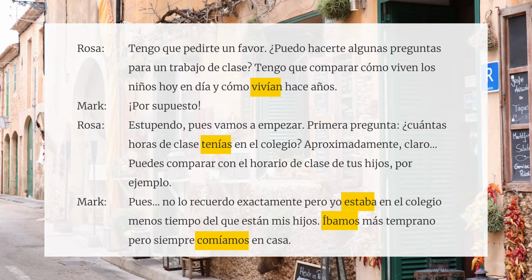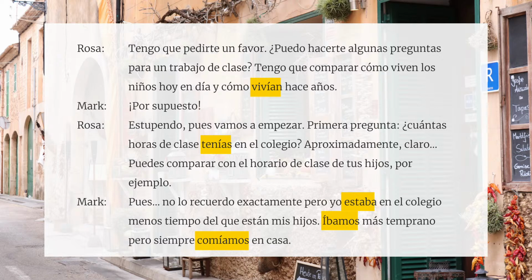And I say, pues no lo recuerdo exactamente. I don't remember exactly. Pero yo estaba en el colegio menos tiempo del que están mis hijos. So another imperfect here. Yo estaba, I was, from the verb estar. Estaba en el colegio, I was in school, menos tiempo del que están mis hijos. Less time than my children are, del que están mis hijos. That's a little bit tricky. Íbamos más temprano. We went, from ir, remember, irregular imperfect there, íbamos. We went más temprano, earlier, pero siempre comíamos en casa. But we always literally had lunch at home, so we were always back by lunchtime.